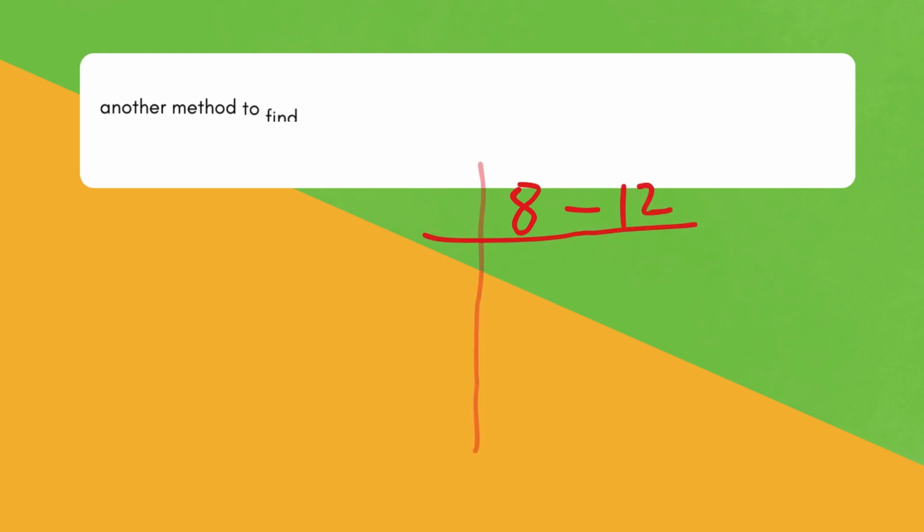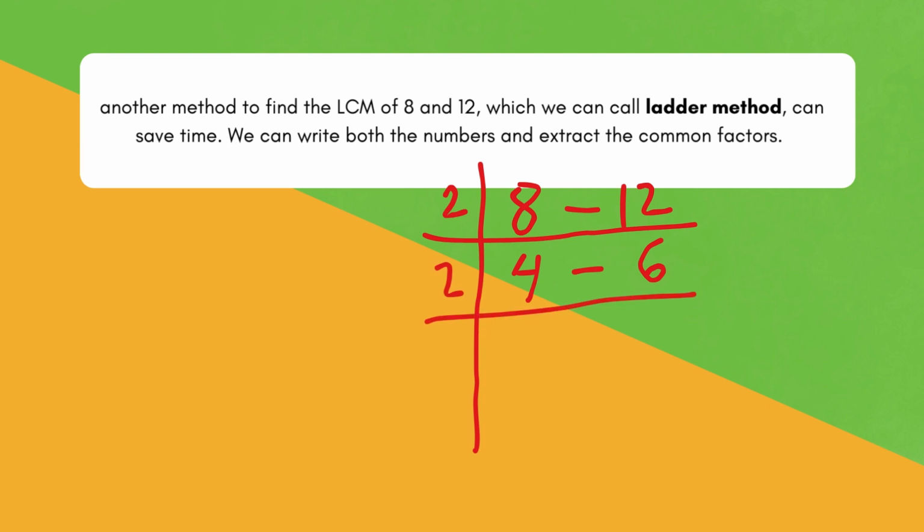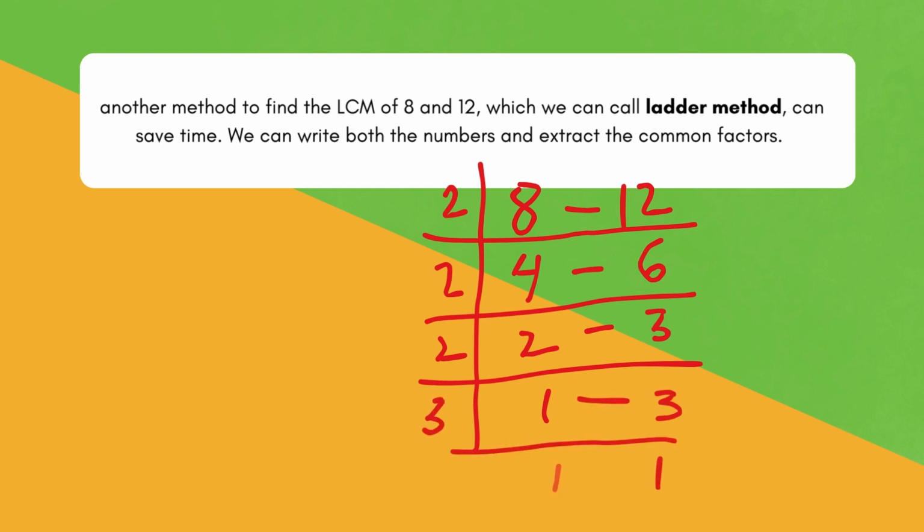Another method to find the LCM of 8 and 12, which we can call the ladder method, can save time. We can write both the numbers and extract the common factors. So we write 8 and 12 and take common factors out of the ladder on the left side, and shift the number down after dividing by the factor.